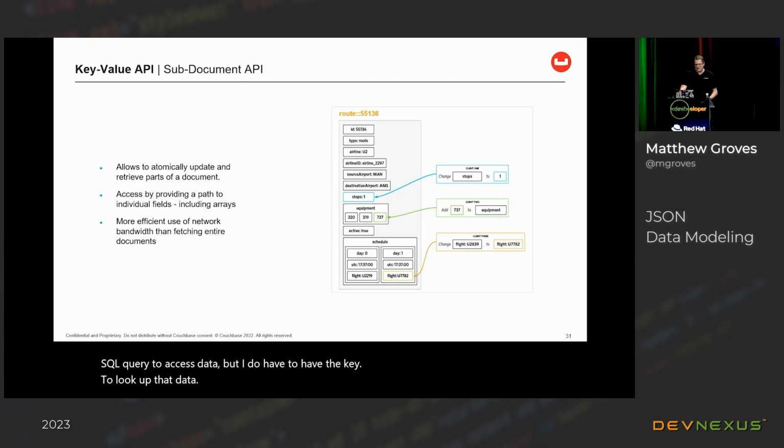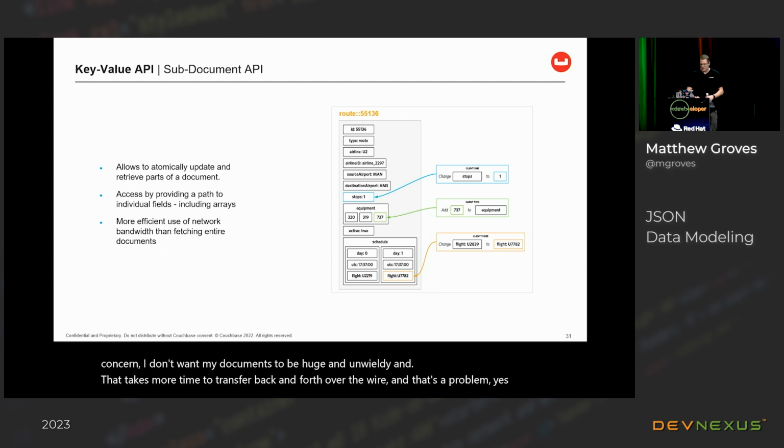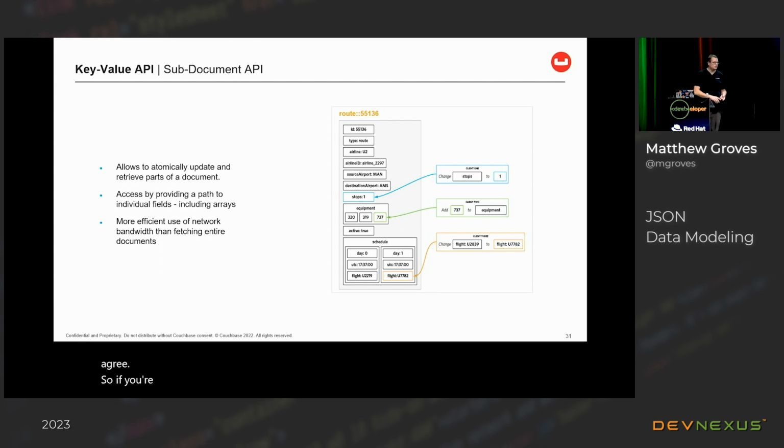And remember earlier we discussed document size being an issue. If that's still a concern, I don't want my documents to be huge and unwieldy, because that takes more time to transfer back and forth over the wire, and that's a problem. Yes, I agree. So if you're modeling and you can't or don't want to split up that big document, there's another approach that can help with performance.